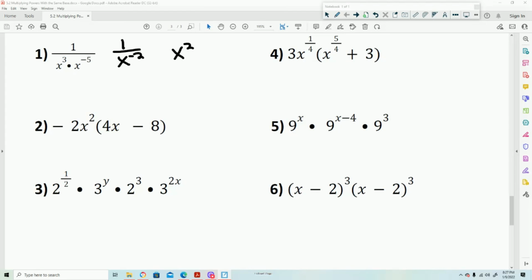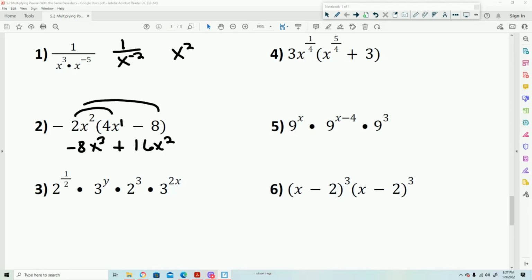Let's look at this one. Okay, we're going to just take this and distribute and write our answer. Well, when I distribute, -2 times 4 is -8. And then x2 and x1 give me x3. Okay, that's a 3. For the next one, I get -2 times -8. It's going to be a +16. And there's nothing to multiply the x2 by, so the x2 stays the same. Okay, and that's it.